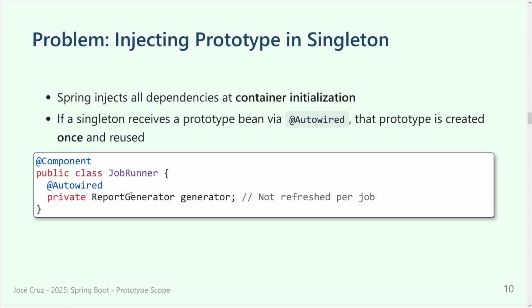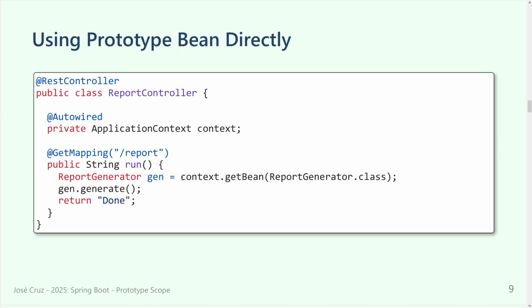Do I really need it to be prototype? Is there something unique in each request for this bean? No, so it's a singleton. Now, if there is something unique, it's always different. Okay, maybe it should be prototype, but maybe I don't want to inject it. Maybe I want this approach when I'm generating the report.